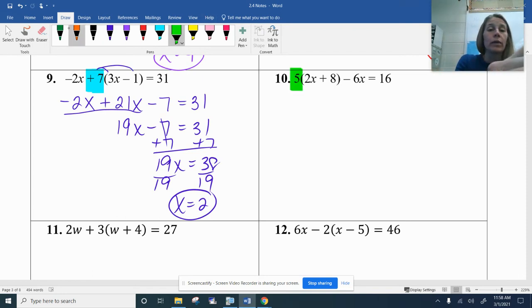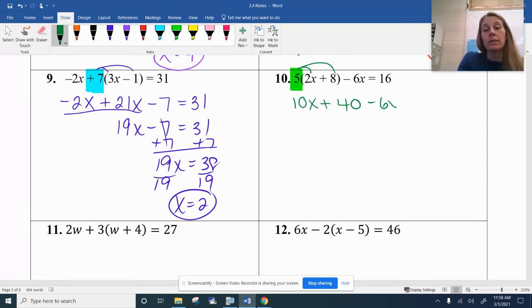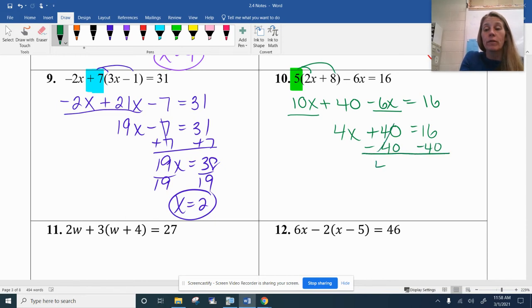On the next problem, we're distributing a 5, 10x plus 40 minus 6x equals 16. Finding those like terms to combine, so 10 minus 6 will give me a 4x, and I still have the plus 40 and the 16 on the other side. Subtracting the 40, 4x equals negative 24, dividing by the 4, and x equals negative 6.